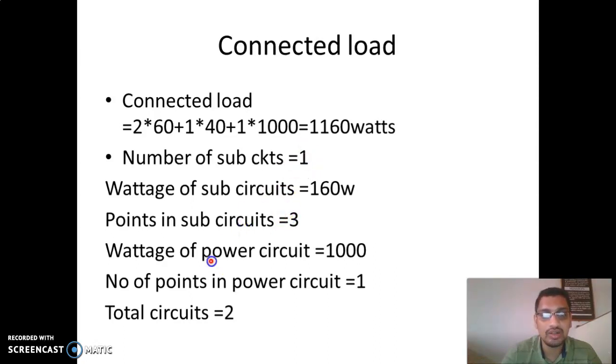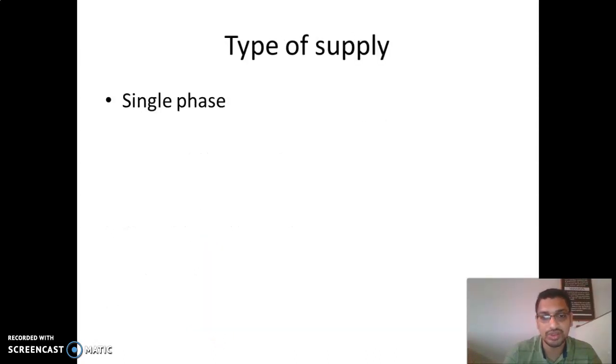Then we move to the power circuit. The wattage of the power circuit is 1000 because we have only one power plug, and only one point is there, so the number of power circuits is 1. The total number of circuits is the number of power circuits plus the number of sub-circuits, so 1 plus 1 we get 2. That is the calculation of connected load, number of sub-circuits and number of power circuits.